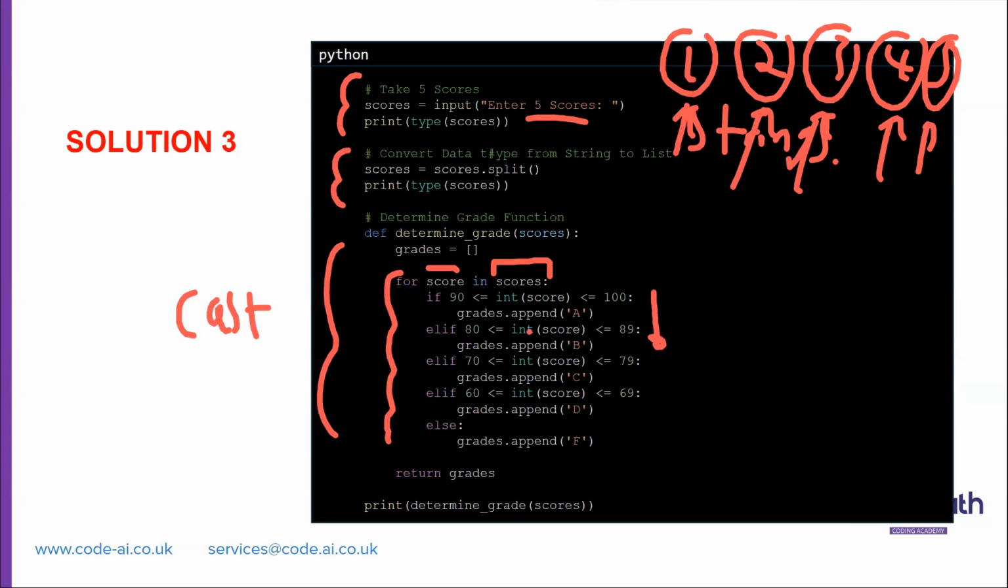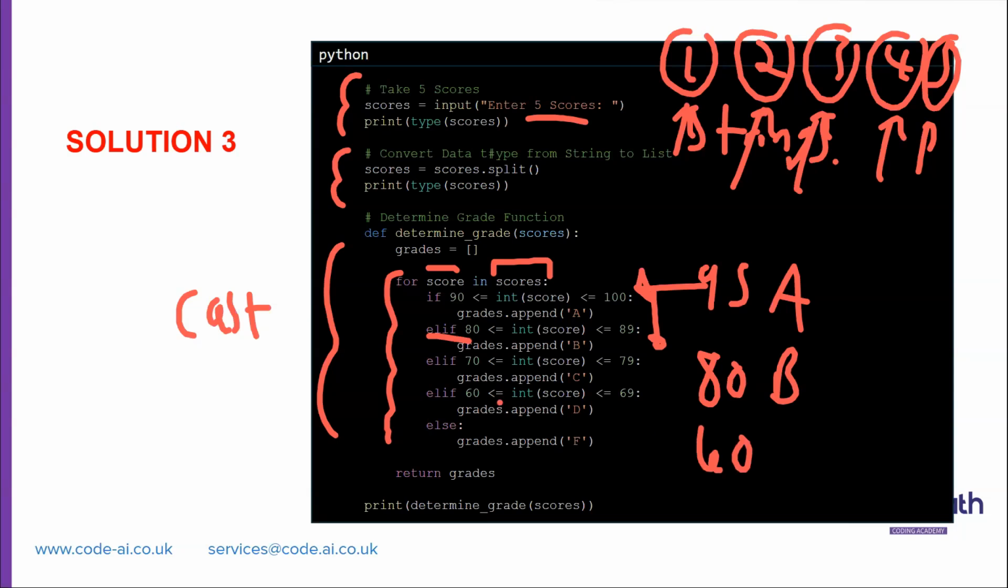And if that number is any one of these values, so let's say we have 95, then it will run the first one and it will not run any of the other ones. So the grade will be returned as A. If my second number is 80, then it's going to run the second one and it's not going to run anymore. It's going to return B. If I then have 60, it's going to return this one over here, which is D.